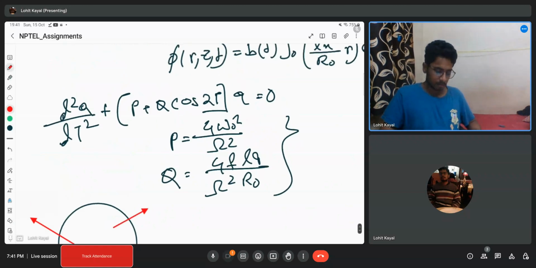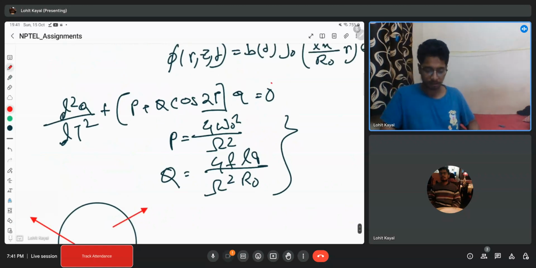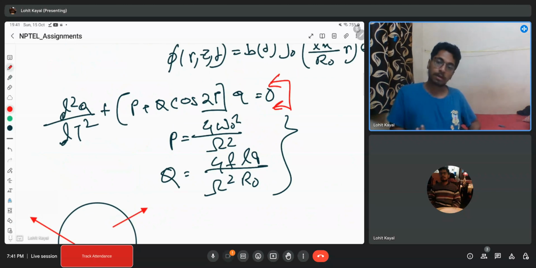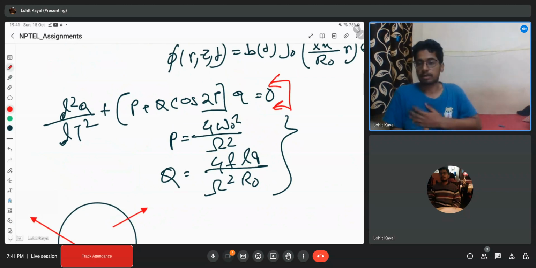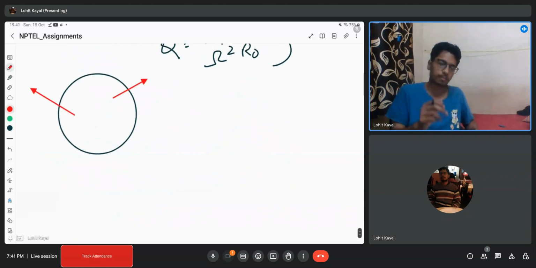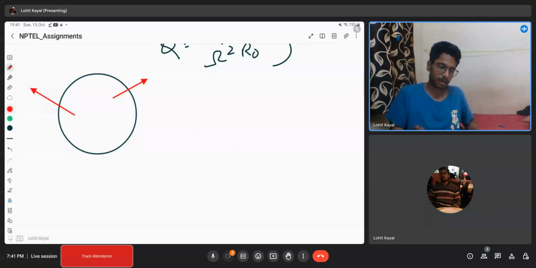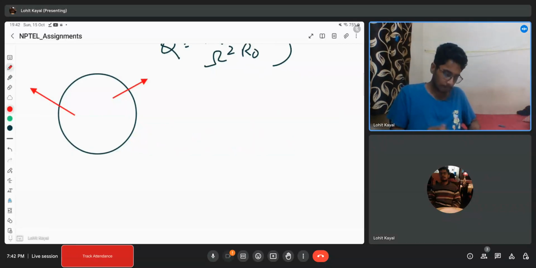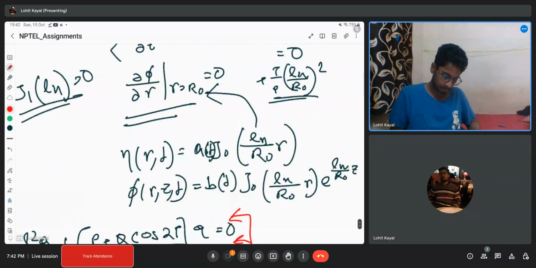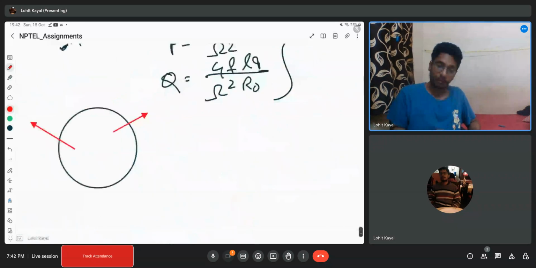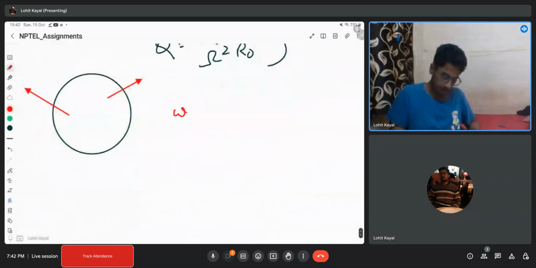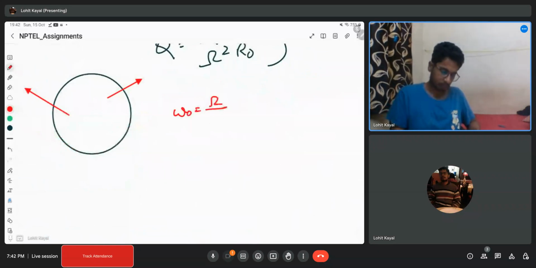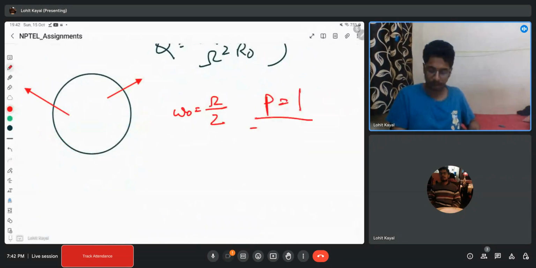Now let us try to solve this equation analytically. We already know about the technique called the multiple scale method. So we will utilize the multiple scale technique to solve this problem. Now solve it for the subharmonic case, that is omega 0 equal to omega by 2. That means your p will be equal to 1.